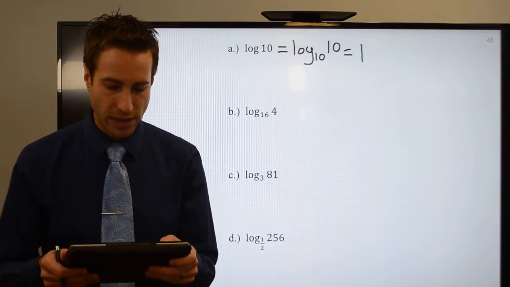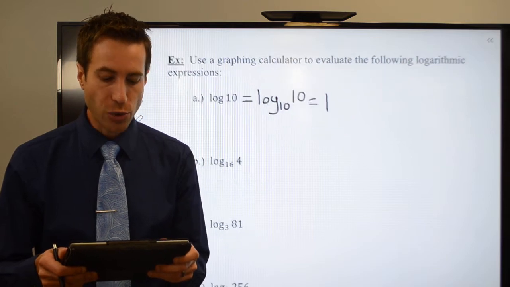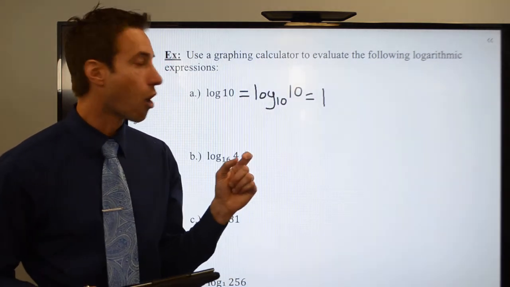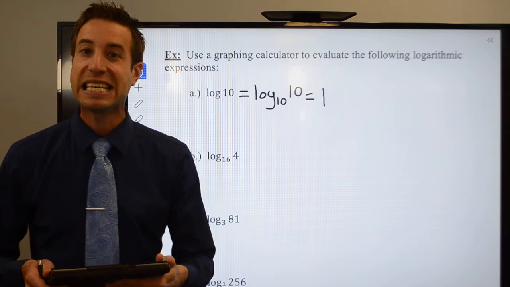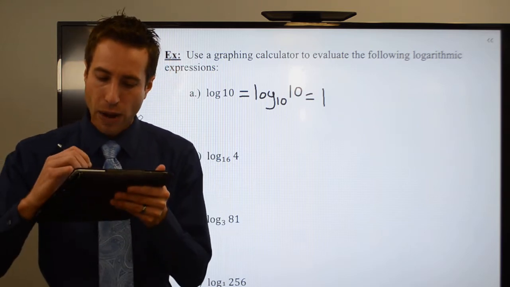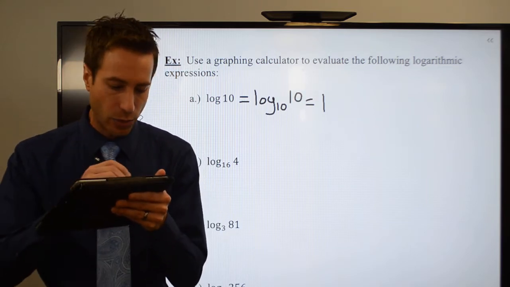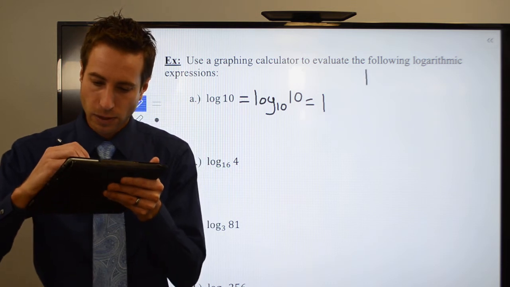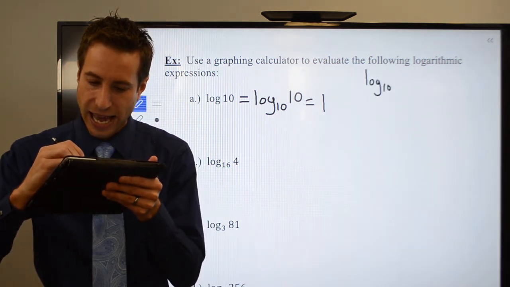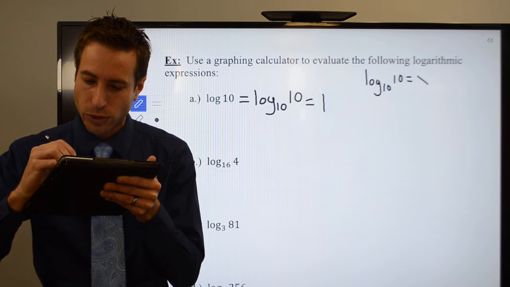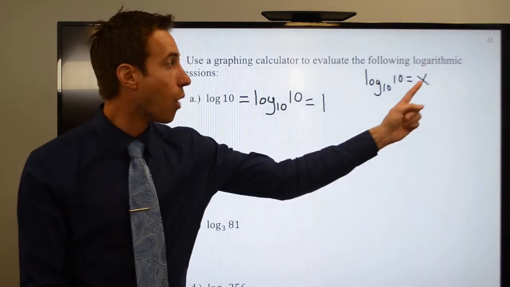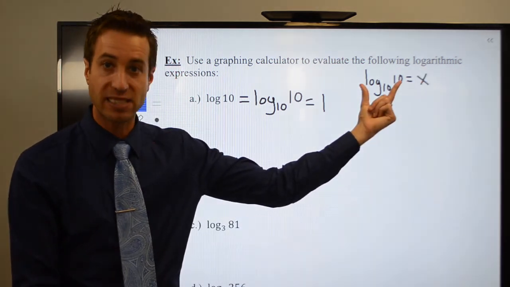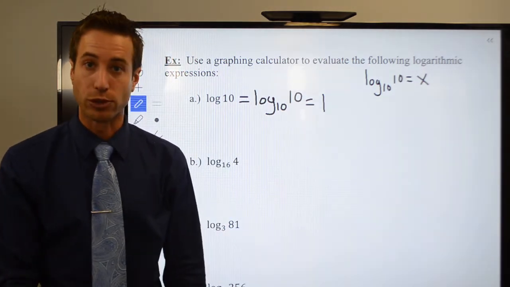But before I do that, I want to show you another way to do these logarithm problems where you don't even need a calculator. So remember, what I'm asking you to do is evaluate log base 10 of 10 is equal to x. I want to know what this is equal to. Log base 10 of 10 is equal to x.